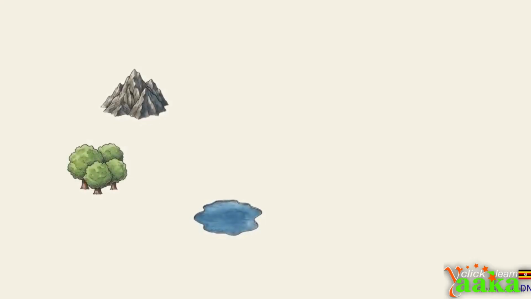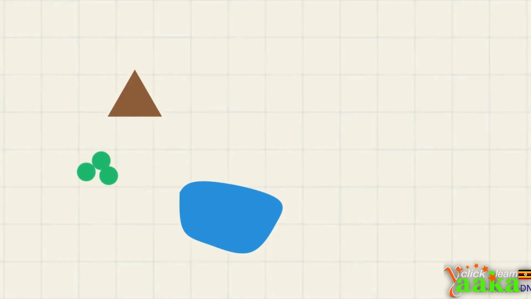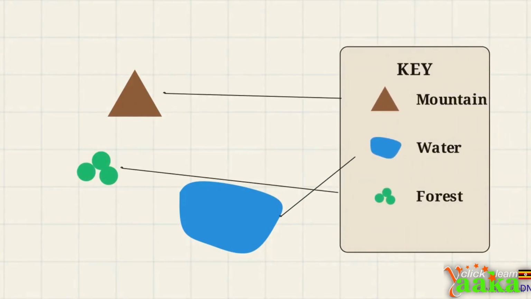To represent massive features, we use symbols, keeping maps neat. A mountain becomes a brown triangle, water a blue shape, and a forest just a few green trees. Every map includes a key, a list explaining exactly what each real-world shape stands for.